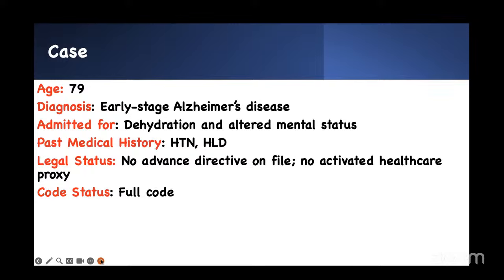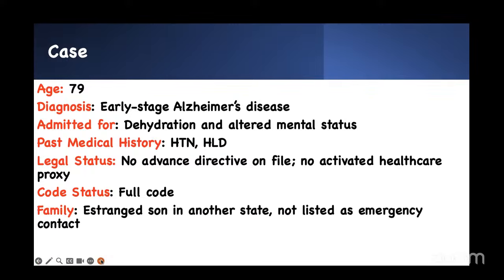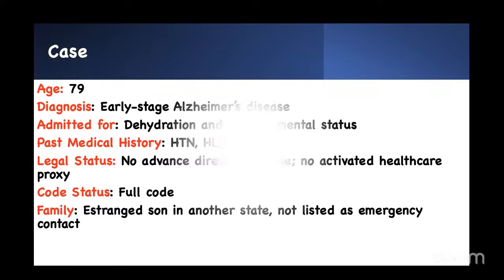A 79-year-old has Alzheimer's, dehydration, altered mental status. He has a history of hypertension and hyperlipidemia. No advanced directives that we have on file. And the patient has no healthcare proxy, but is a full code. Family is estranged. There's no sign available in the state and not listed as emergency. So we have a problem here. So this is the first case.